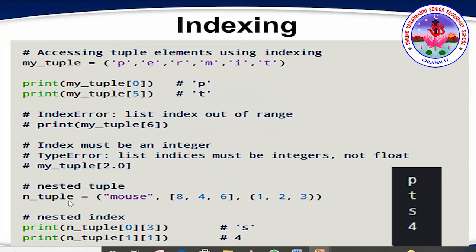Now n_tuple is equal to mouse, comma, 846, that is a list, and comma, 1, 2, 3, that is a tuple. So this particular n_tuple contains one string, one list and one tuple. It has different data types. Print n_tuple of 0, 3. Here what happens? 0th element, 3rd character. What is it? It is S. Print n_tuple of 1 comma 1. Here what happens? In 1, that is the list 846, index 1 is printed, that is 4 is printed.